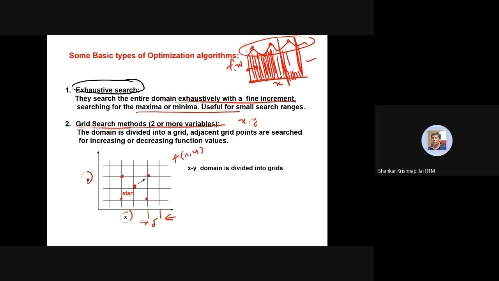Suppose you get the least value of f of x, y here. Now you come here and again search these four corners. Suppose the next least value of f of x, y is here. Then you go here. So you go to the grid point which has the least objective function value, and you continue until you reach the smallest value of the objective function.